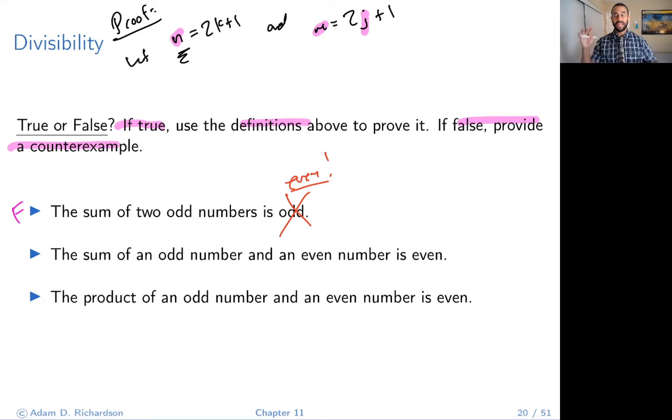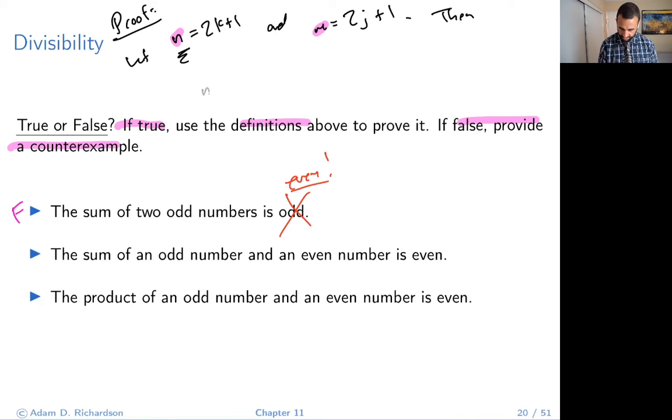I'm claiming that if you take any two odd numbers and add them together, you'll get an even. So I don't want to talk about adding the same two, or I'm sorry, the same odd number to itself. I have to be more general. So I picked a different letter. I picked j.